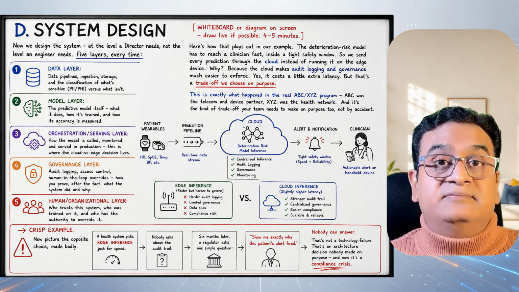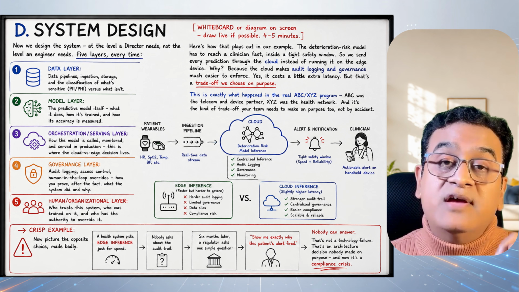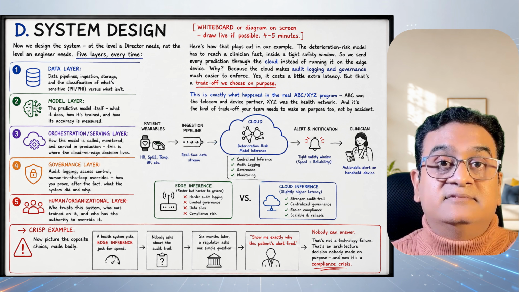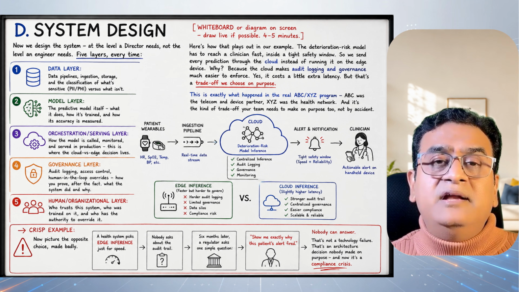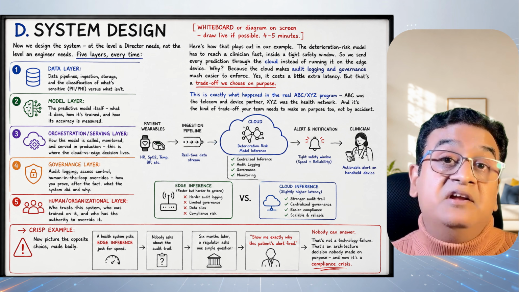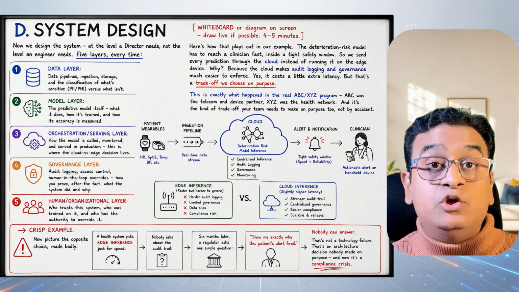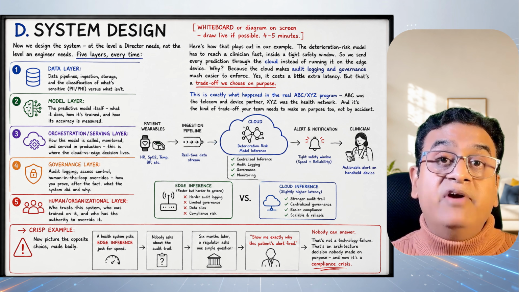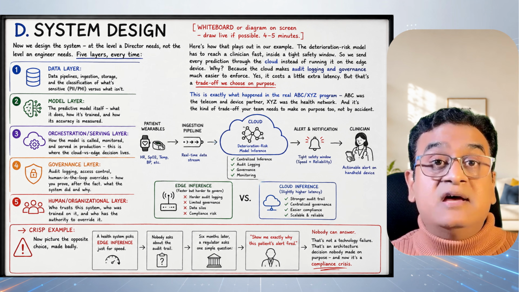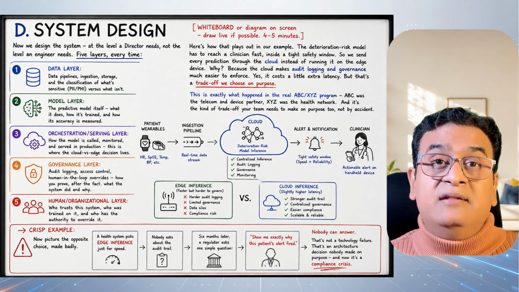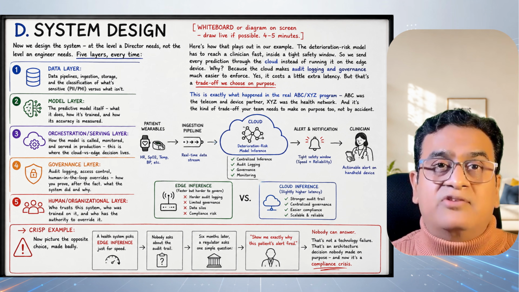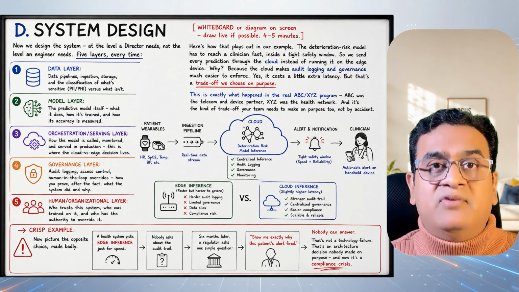Fifth, the human and organizational layer. Who trusts this system? Who was trained on it? And who has the authority to override it? For our example, the deterioration risk model needs to reach a clinician within a tight, defined safety window, which pulls the design towards cloud centralized inference, where audit logging and governance are easier to enforce. Even though it costs a little more latency than edge inference, that's the trade-off we made in the real XYZ program. Okay. So XYZ is the name of a healthcare program that we have been working on, right?